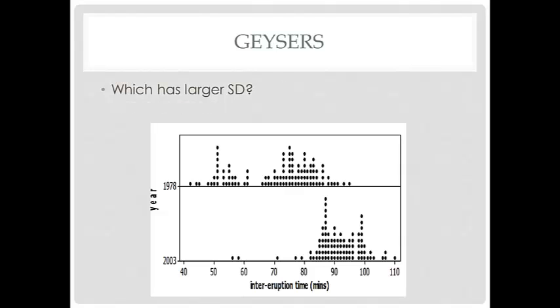How about standard deviation? Remember, standard deviation is measuring variability. The variability of the data in 1978 is quite a bit more because we have those two clusters, and so we see a much larger standard deviation in 1978 than we do in 2003.